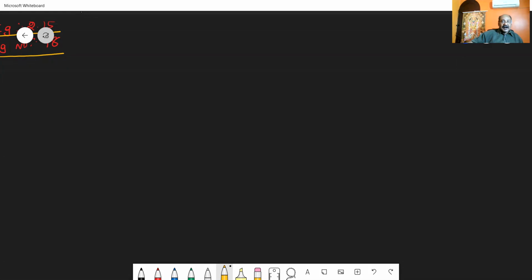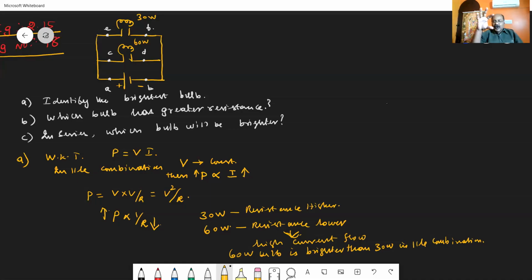Let us draw the diagram initially. So the given circuit is drawn there. We are going to get answers for three questions. One is to identify the brightest bulb in that parallel combination. The second one is which bulb has a greater resistance in that parallel combination. And the third one asks this, in series combination, which bulb will be brighter?